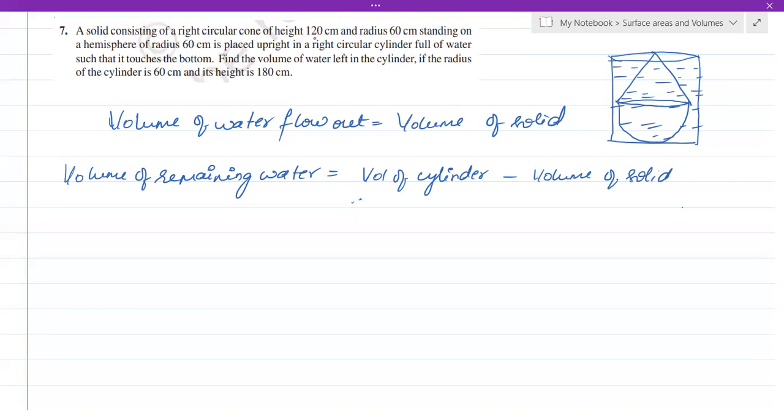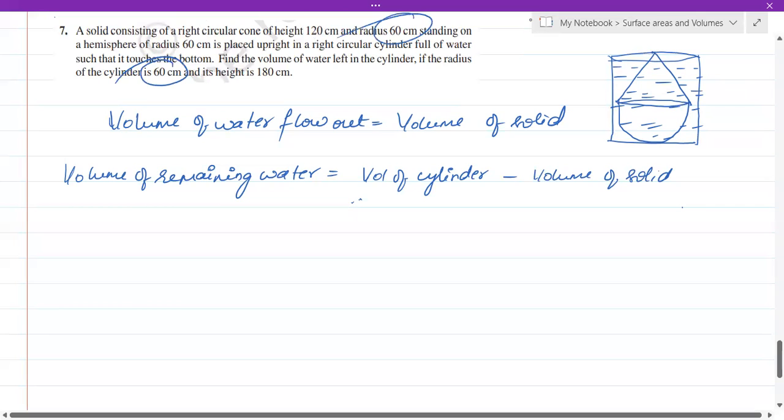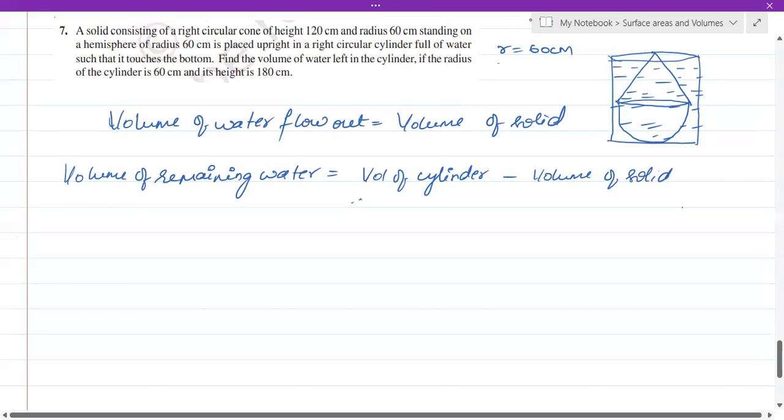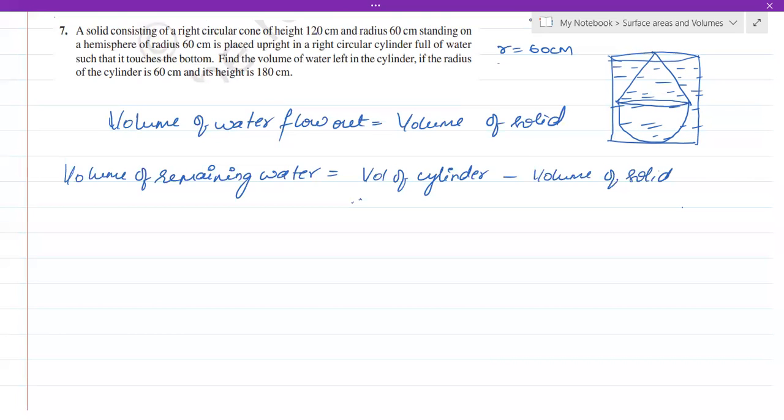Now let's write the dimensions. If you observe carefully, the radius of the cylinder, the radius of the cone and the radius of the hemisphere are the same. So I'm going to use only one r, which I denote by small r as 60 centimeter. All the radii, of cylinder, cone, hemisphere, everything is the same. And the height of the cone is 120 centimeter. That is from here to here, it is 120 centimeter. And the radius of the hemisphere is 60.